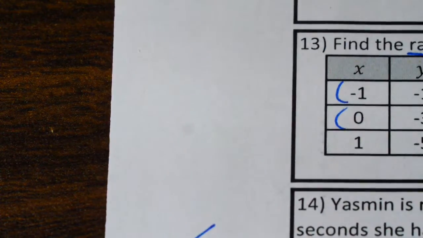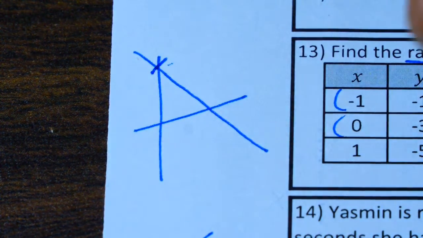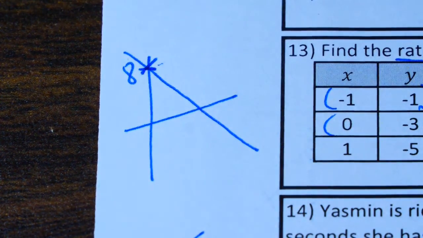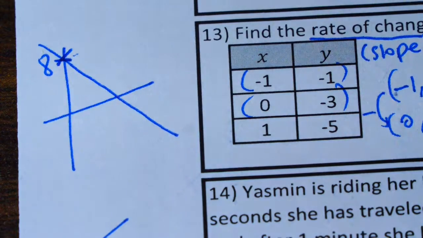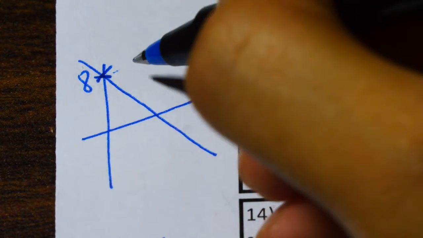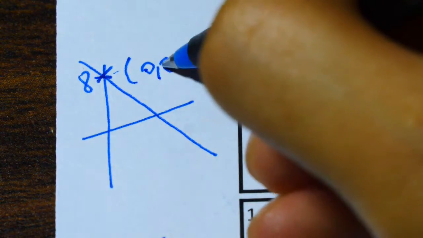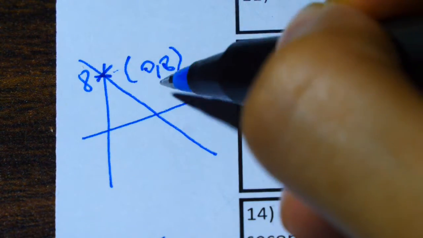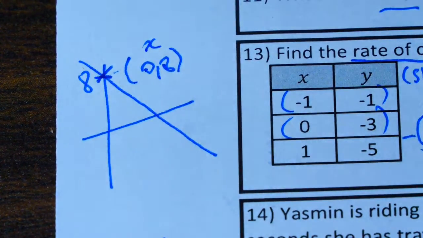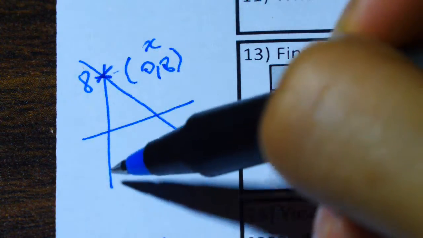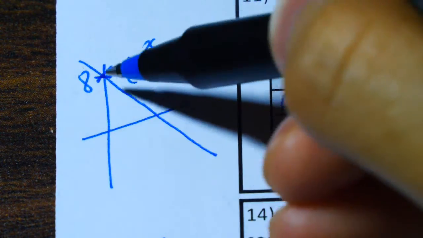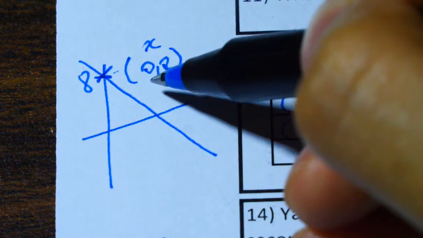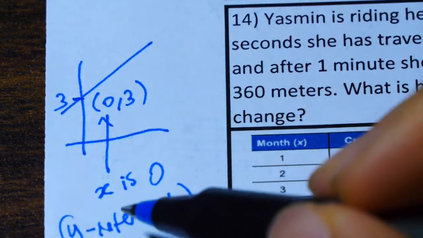If I give you another example, the y-intercept is here. Say this is the number 8. So the y-intercept is 8. This is the point 0, 8. So again, x is 0, because all along this line, x is always going to be 0. Okay? So the y-intercept is always when x is 0.